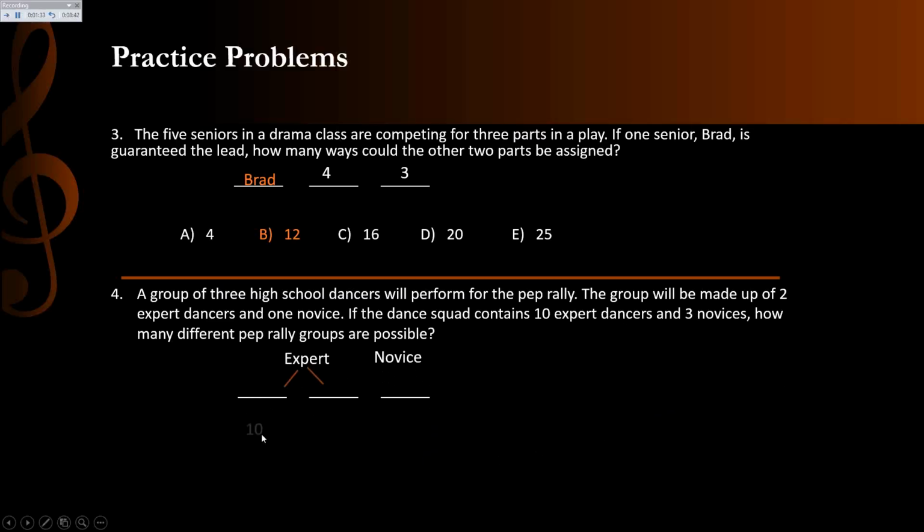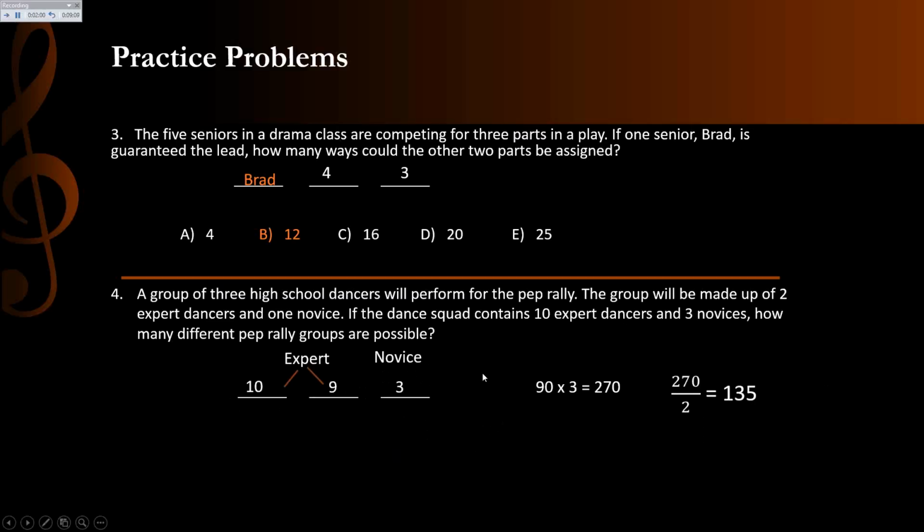All right, so let's go back over here and see. The first blank for my expert dancers could be 10, and then the second one could be 9. Now, my novice dancers, how many did I have? 3. And so there would be 3 choices for that. So if I multiplied those all together, I'm going to get 10 times 9 is 90, times 3 is 270.